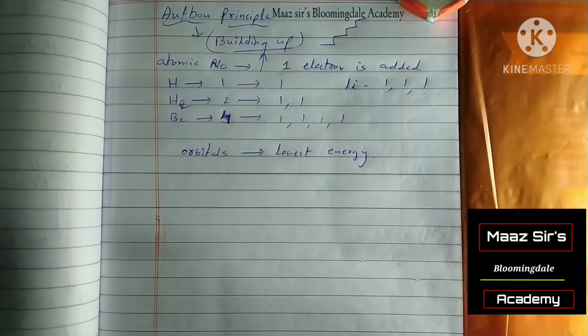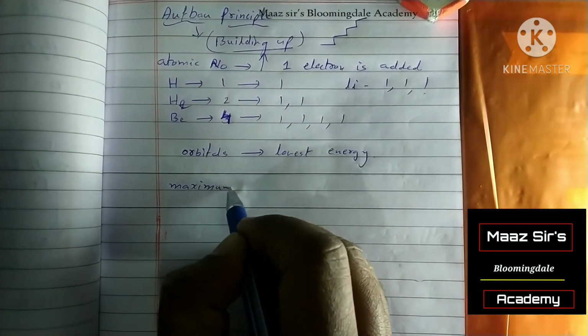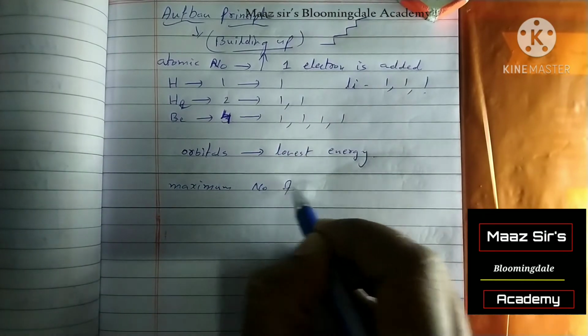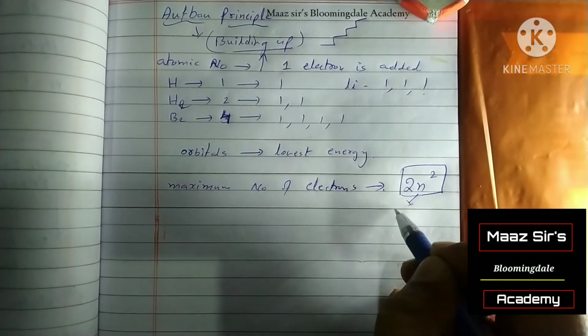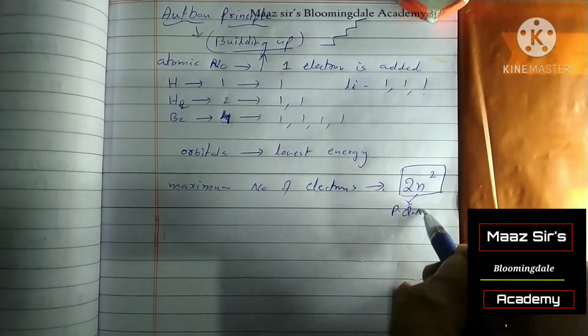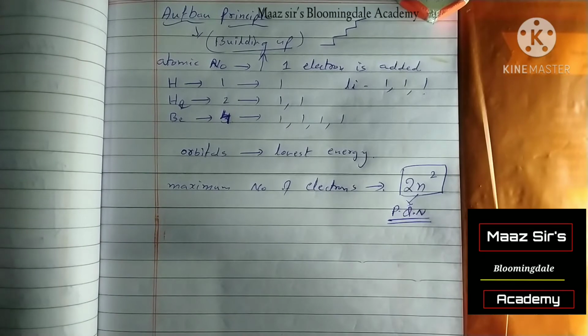So what is the maximum number of electrons? It is 2n square, where n represents the principal quantum number. If you substitute this value, you can find out the maximum number of electrons.